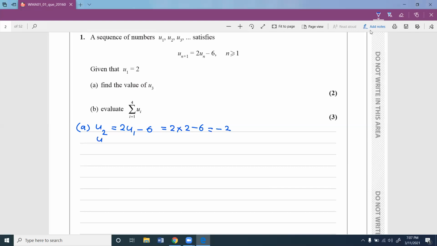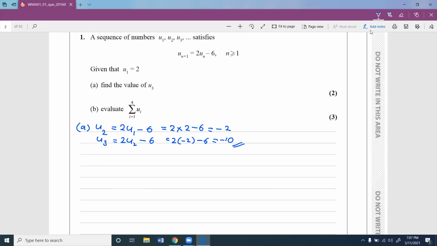With the help of that, you can find u3. That turns up to 2u2 minus 6. That is, you can say 2 into minus 2 minus 6. It's minus 4 minus 6 is minus 10. Right. Then you know the value for u3. This is the answer for u3.